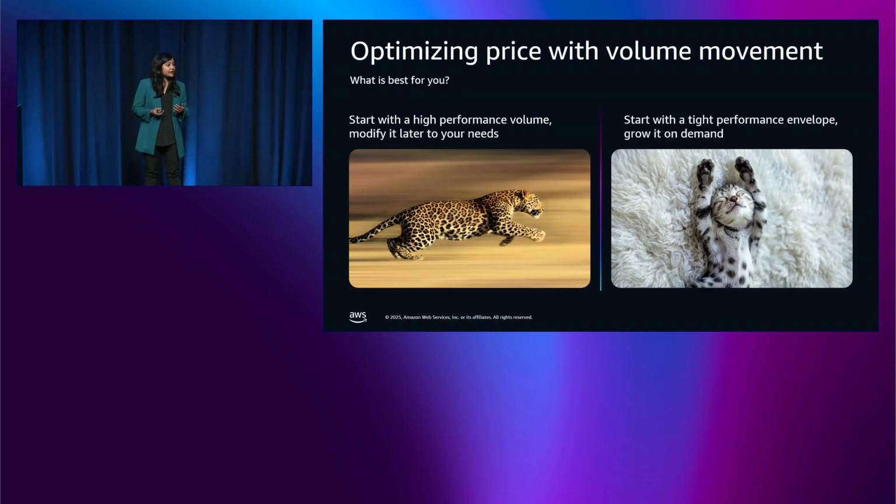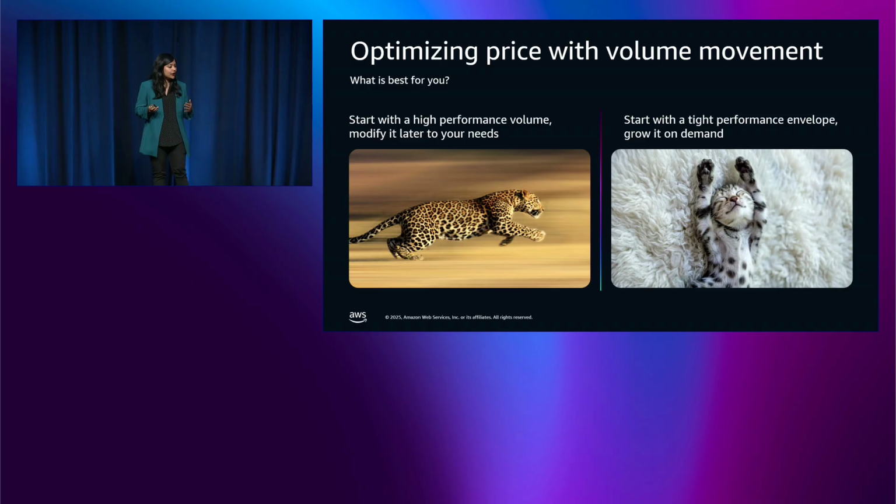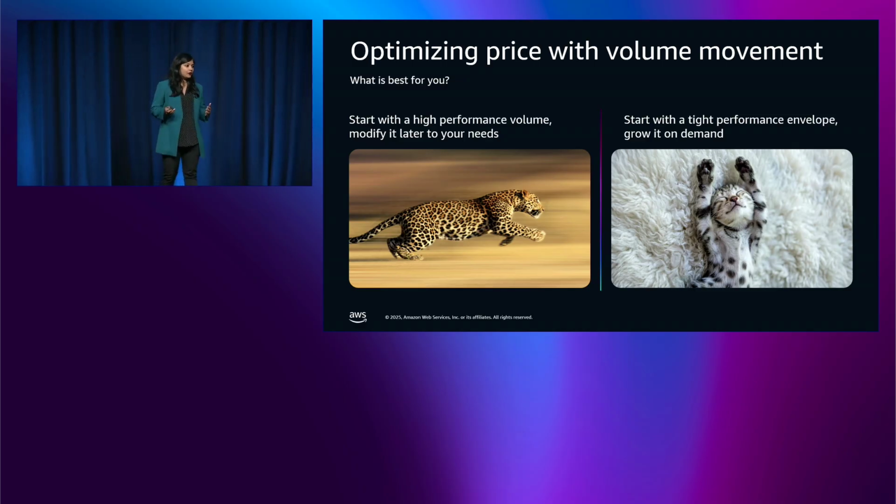I'm going to take a step back first. Some of you already know what the right performance is for your specific use case, but some of you may not know or may not be sure about what the right performance is for you. And there are two options. One, you can start with a higher performing volume, and then you can scale it down as you learn more about your volume, the use case, and the performance that you need. Or you can start with a tighter performance, for example gp3 baseline performance, and scale it up as your volume demand grows.